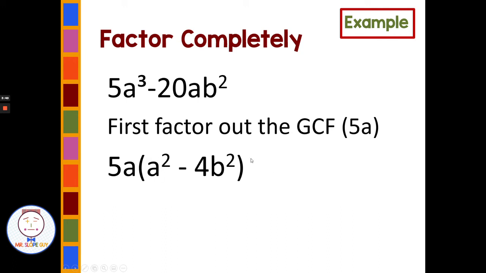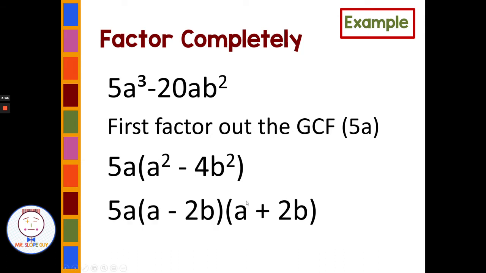Is this a perfect square? Yes. Is this a perfect square? Yes. Is this subtraction? Yes, it is. So it would be a minus 2b and a plus 2b. Bring down the 5a. Then just double check each of your terms.